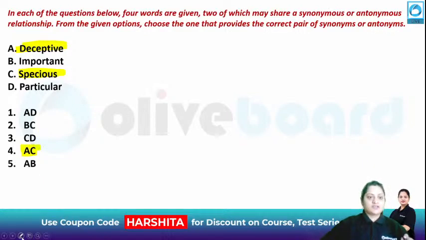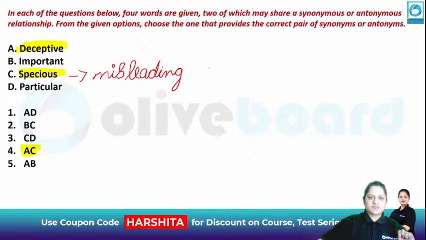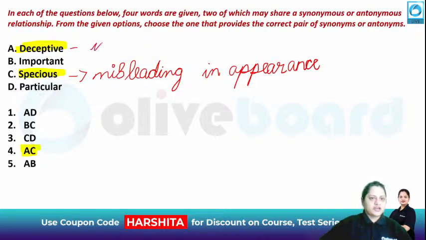Misleading. Yeah. Something which is misleading in appearance. Something which looks like true but is false. Dishonest. Misleading in appearance. Correct. Misleading in appearance. Not true, not correct. Intended. Deceptive is also intended to cheat. Okay.